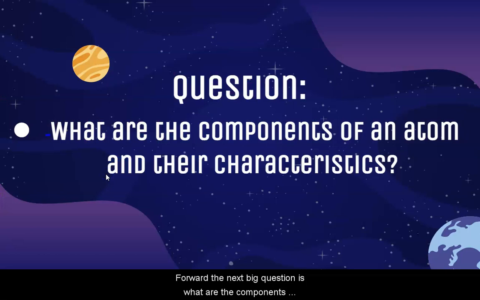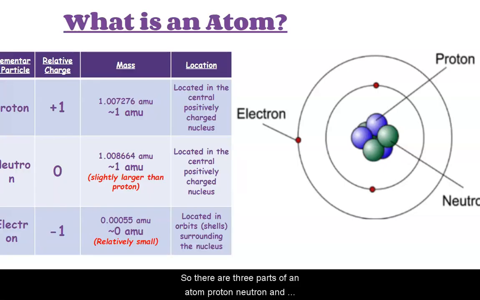Moving forward, the next big question is, what are the components of an atom as well as their characteristics? So there are 3 parts of an atom: proton, neutron, and electron. A proton has a relative charge of +1, or 1 plus. We talk about a relative charge because that's the charge in comparison to everything else. So it's easy to say 1, 0, -1, then it's small numbers. So a proton has a relative charge of 1 plus, a neutron has a relative charge of 0, and an electron has a relative charge of -1.